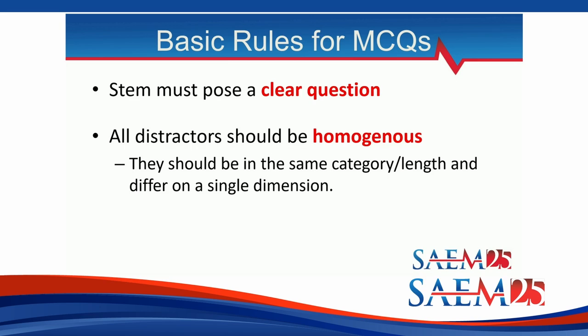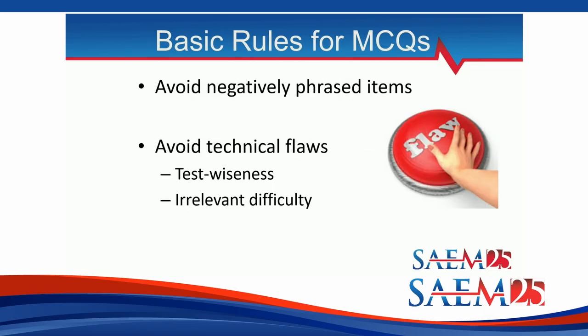Ideally, also, they should be about the same length. And we'll talk about this. This is one of the common mistakes that people make: the right answer is like three paragraphs long and the other answers are like one word, and it becomes easy to pick the right answer just because you're like, oh, it's got the most information in it.